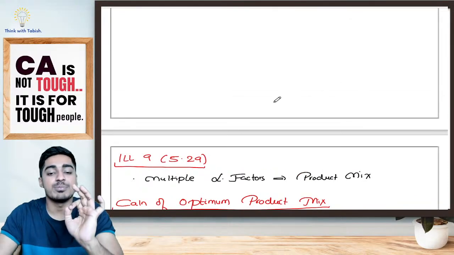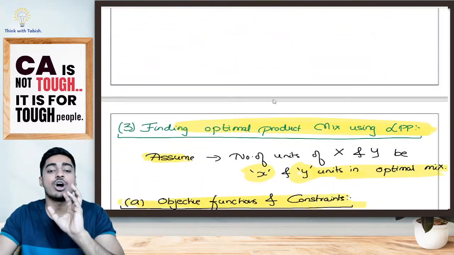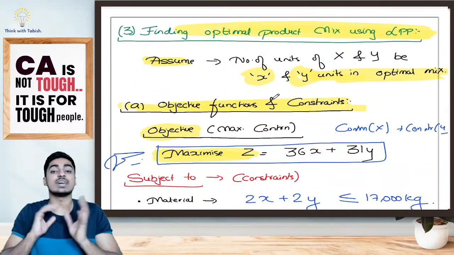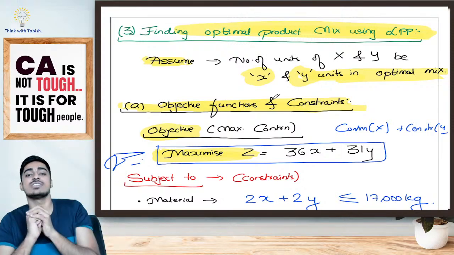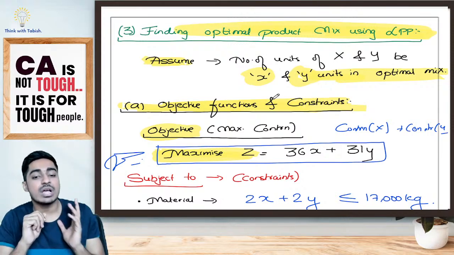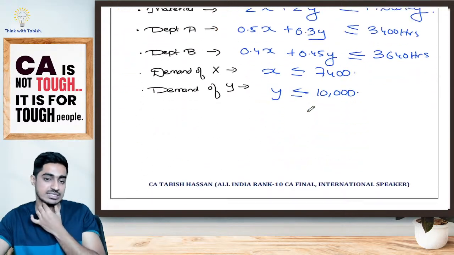Okay, we'll consider the number of units as X and Y. First, we'll set the objective function. What is our objective? We are selling the goods. We want to maximize our contribution. So maximize the contribution, subject to constraints. What constraints? They will be given in the question. Note down the constraints.